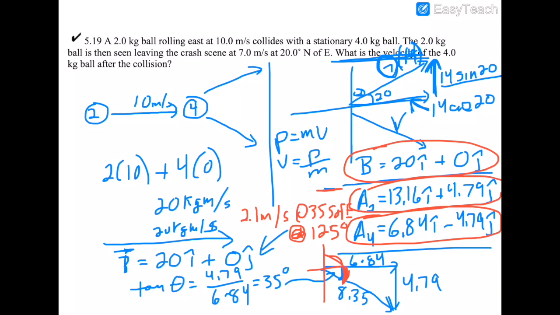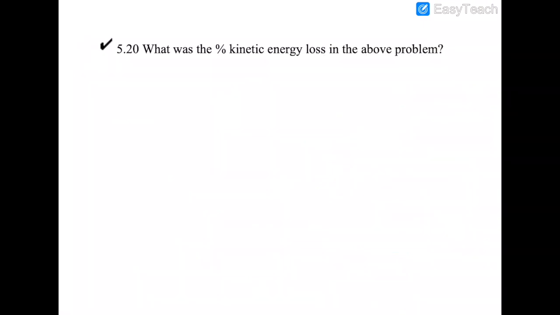There's a follow-up question to this. The follow-up question is, what was the percent kinetic energy loss in the above problem? This is actually pretty easy because kinetic energy is not a vector, so we don't have to do anything with the vectors. So we can just say, what was the total kinetic energy before, and what was the total kinetic energy after. And then we can just see what percent we lost.